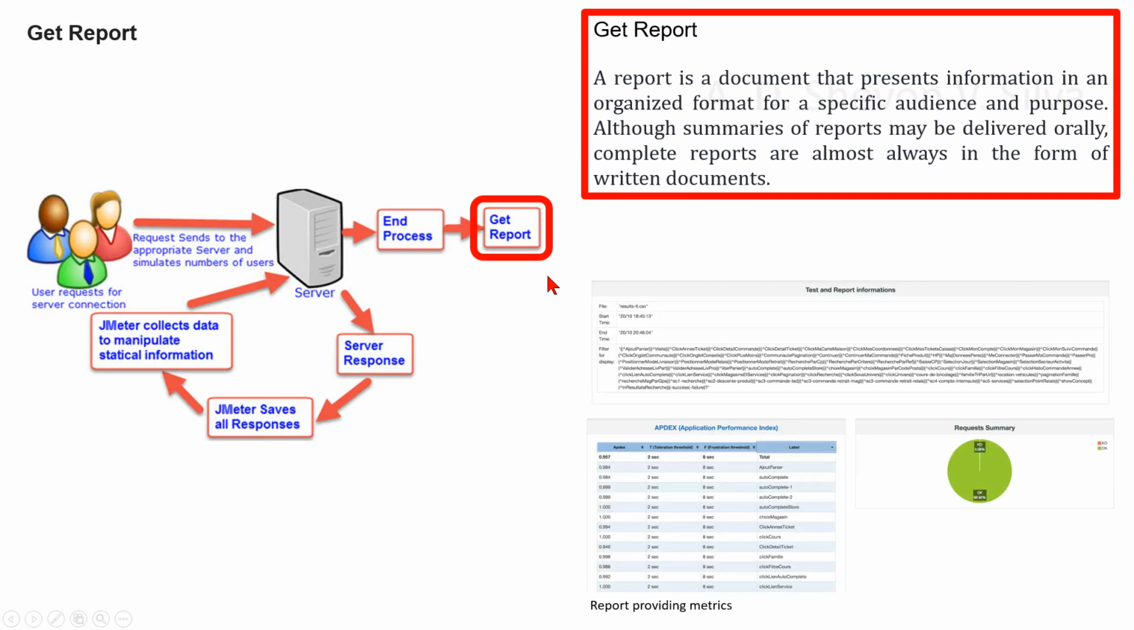Although summaries of reports may be delivered orally, complete reports are almost always in the form of written documents. As an example, we can consider this one, a report providing metrics. This is generated through the dashboard generator. The dashboard generator is a modular extension of JMeter. Its default behavior is to read and process samples from CSV files to generate HTML files containing graph views. It can generate the report at the end of a load test or on demand.